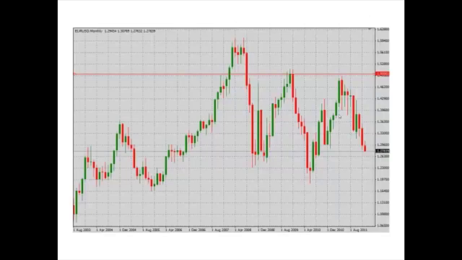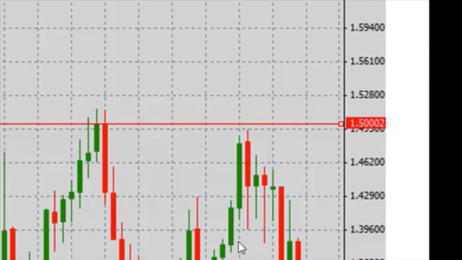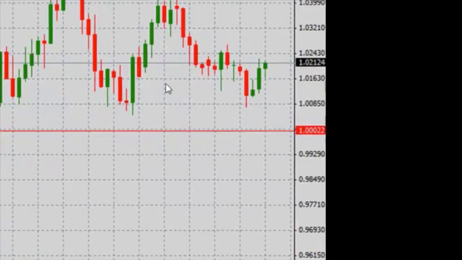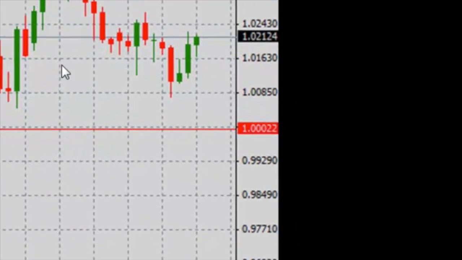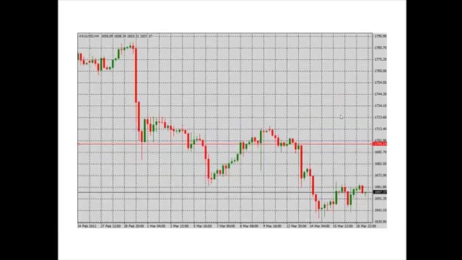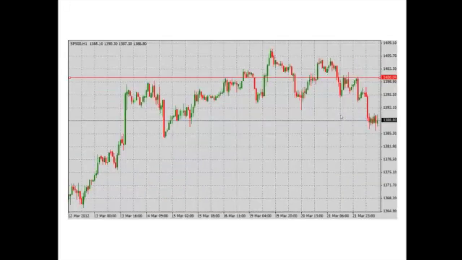For example, 1.5 is halfway between 1 and 2. This has been a significant resistance level for the Euro-USD for many months in 2009 and 2010. When the US dollar and the Canadian dollar reach parity, in other words, when the exchange rate equals 1, it's also an important level of both support and resistance. More recently, we see a few additional examples: gold at $1,700 an ounce, oil at $100 per barrel, and the S&P 500 finding resistance at around 1,400 points.